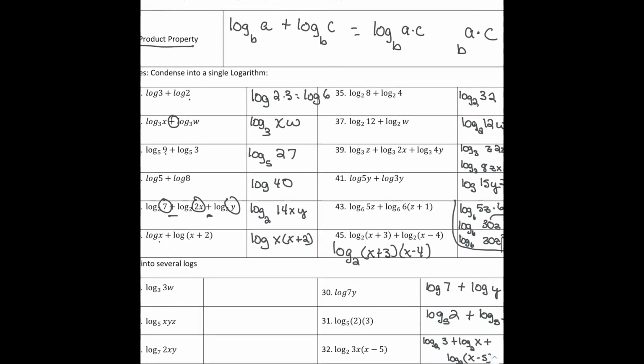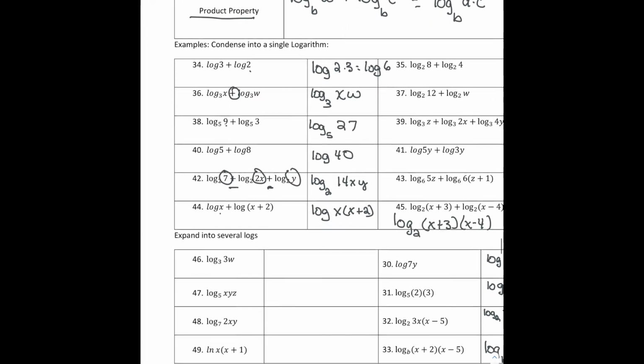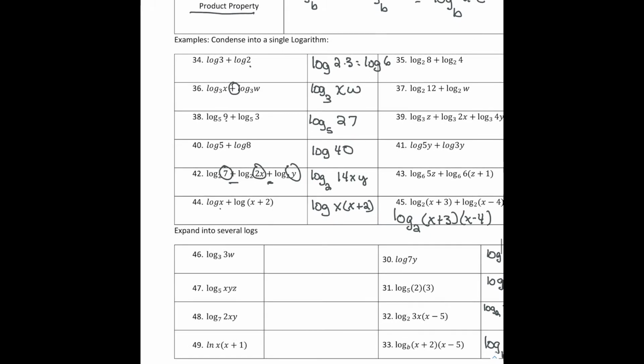Okie dokie, boys and girls. So let's look at expanding it. So when I expand it, see how my argument is being multiplied? I'm going to write this as the sum of two logs. So I still have log base 3 of 3 plus log base 3 of w.